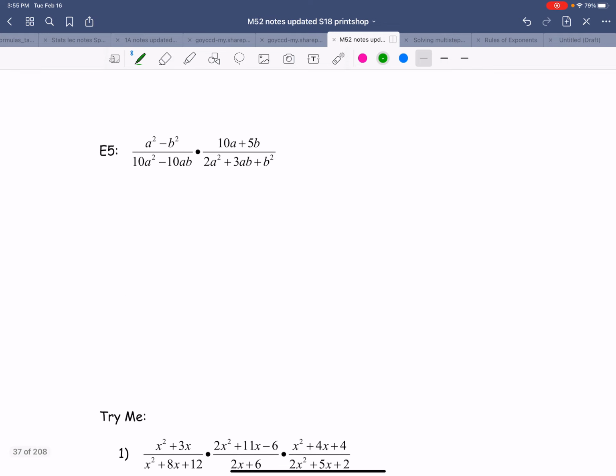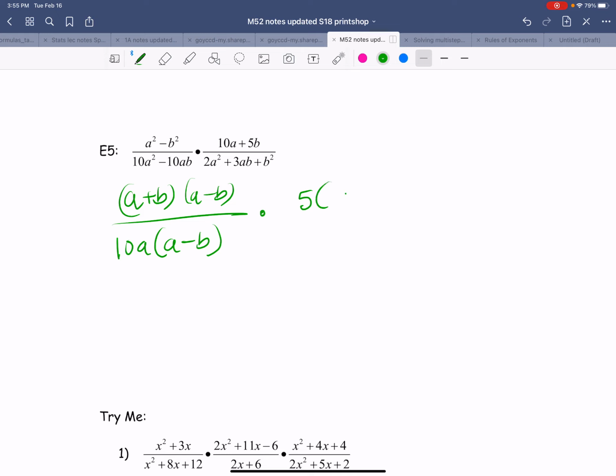Right, here's the next example. Let's go ahead and factor it out. Difference of squares: a plus b, a minus b. And in the denominator, I can pull out a 10a, a minus b. 5 comes out, 2a plus b is what I'm left with.